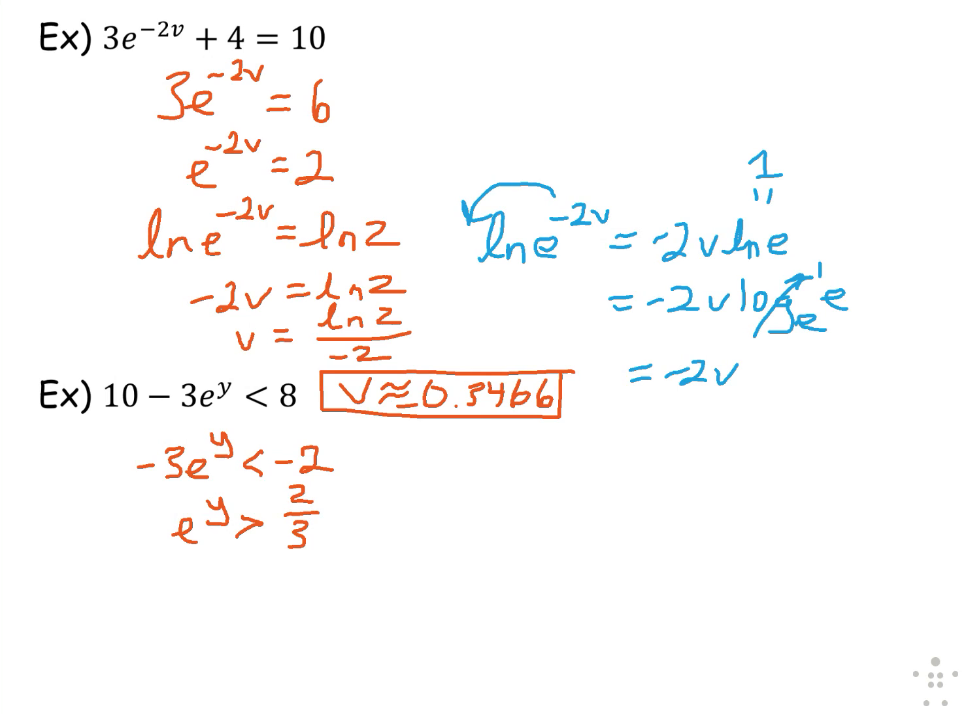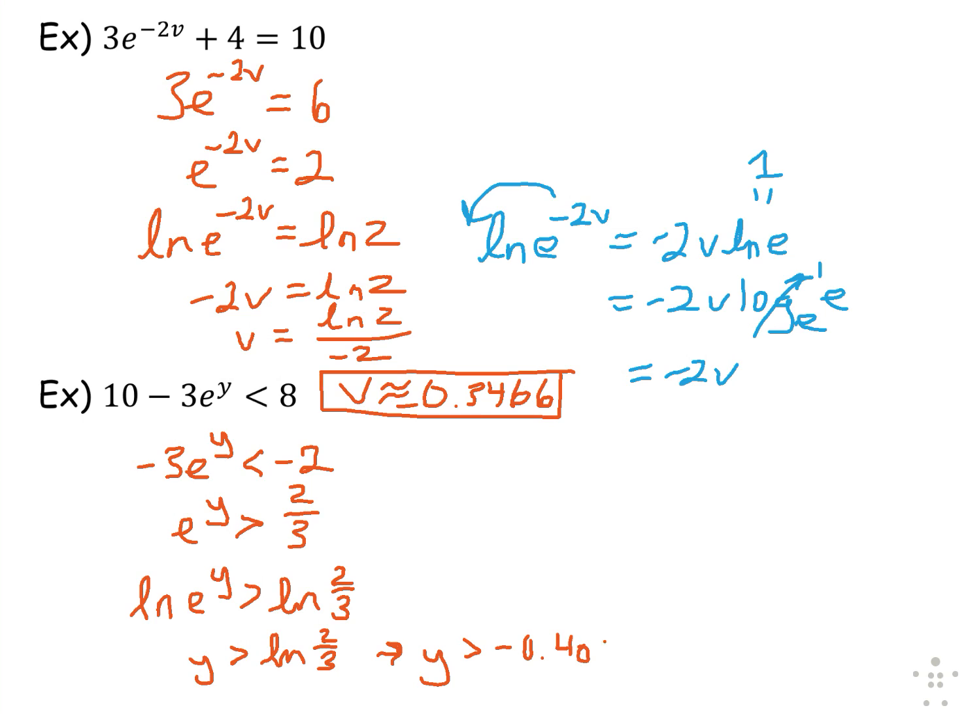Now, we still have a variable exponent that we need to solve for. We have base e, so natural log of both sides. And now the left-hand side is just y. Put that into the calculator, rounding to 4 decimal places. Y is greater than negative 0.4055.